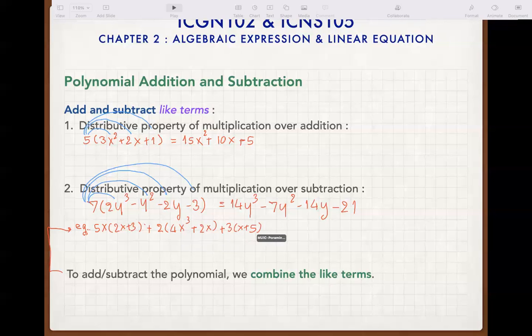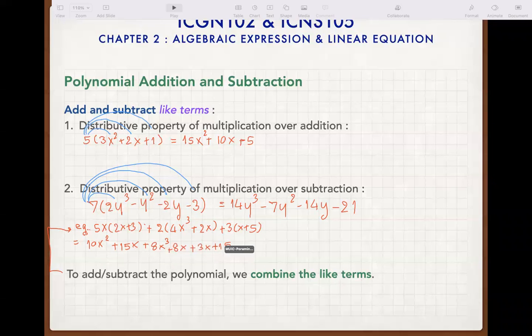if we have the term 5x times 2x plus 3, plus 2 times 4x cubed plus 2x plus 3 times x plus 5 in here. Firstly, we apply the distributive property first. We get 10x squared plus 15x plus 8x cubed plus 8x plus 3x plus 15.